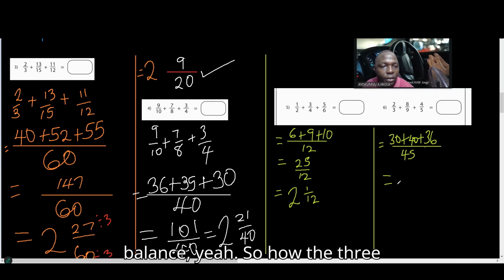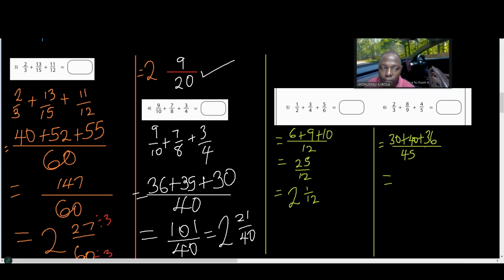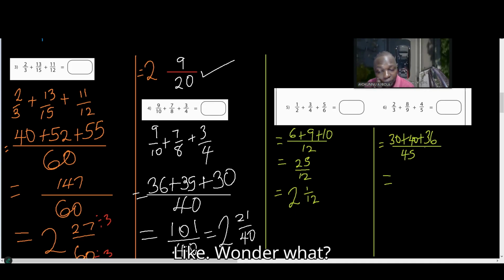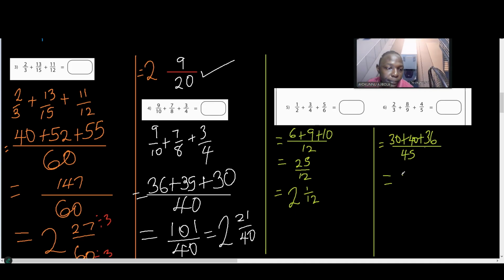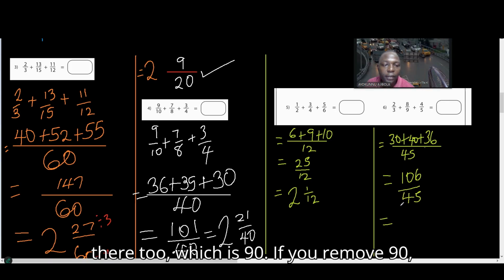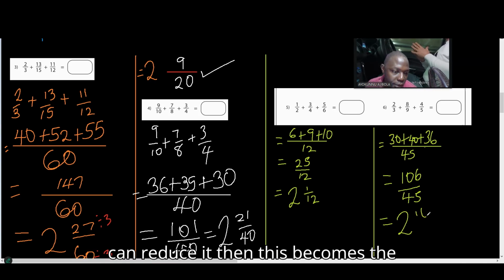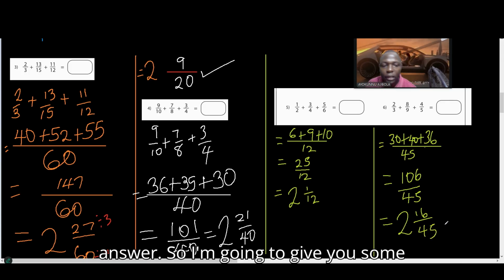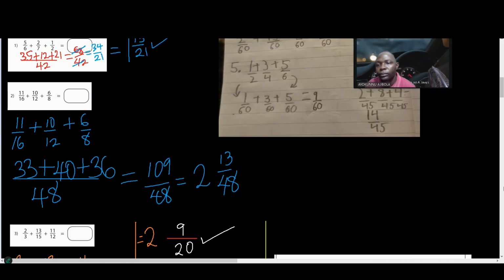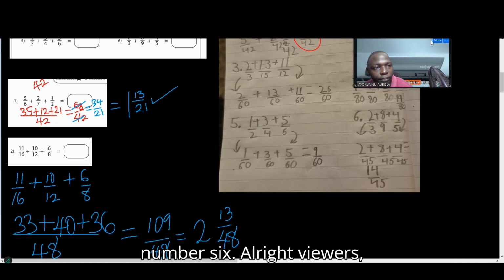So, the three numbers together, what do you get? 106 divided by 45. So, how many 45 goes in there? 2, which is 90. If you remove 90, what do you get? You get 16 over 45. Now if we can reduce it, then this becomes the answer. So, I'm going to give you some time to write down the corrections, okay? You can start from number 1 to number 6.